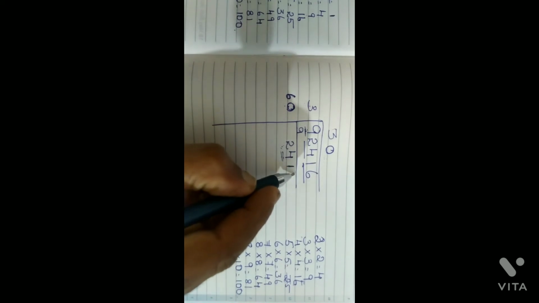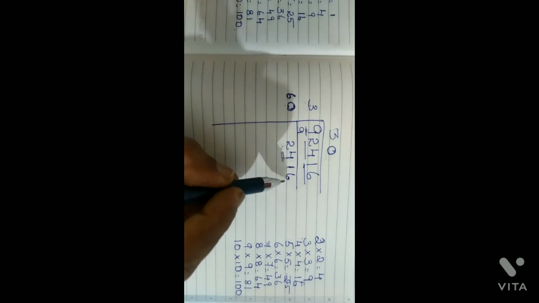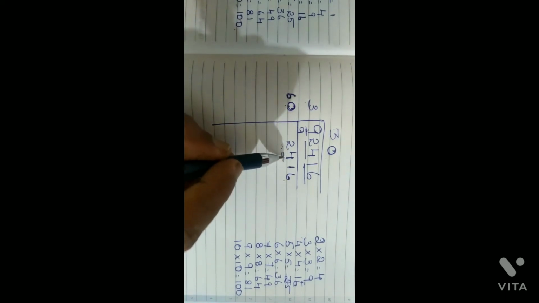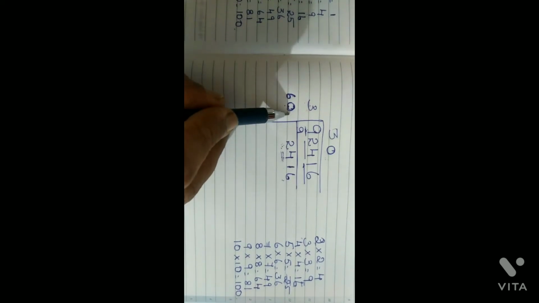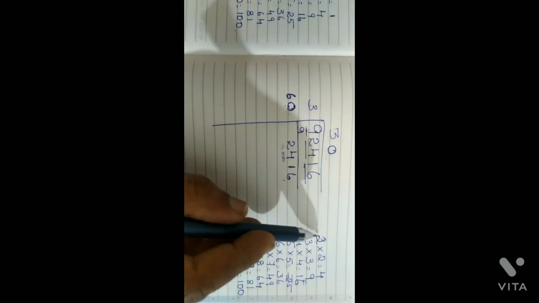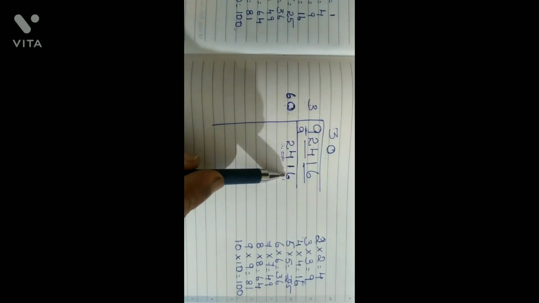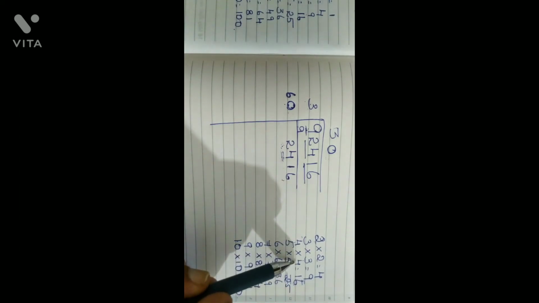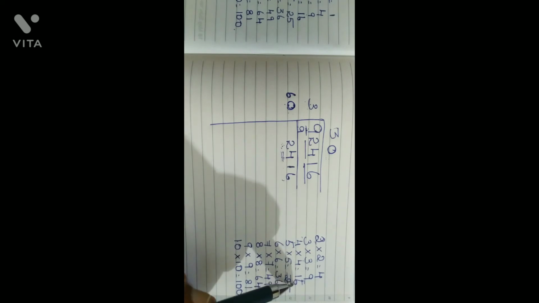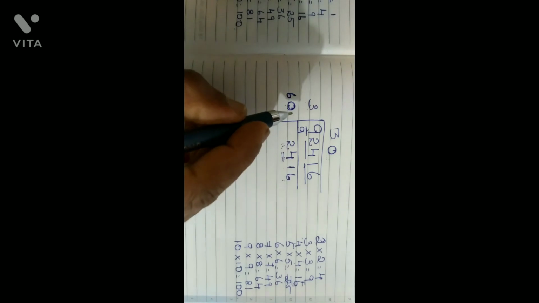So it will be 16. So now the number is 2416. Let's see for this number. Again, we will take the square from this number with the units place 6. So here you have 16, that is 4 into 4, 16. That is 6 and 6. So let's take 4 and check.